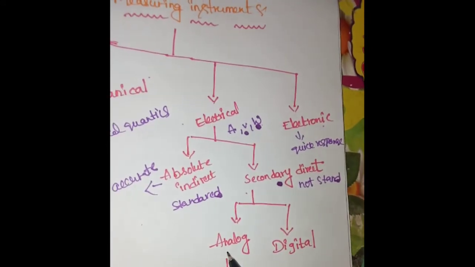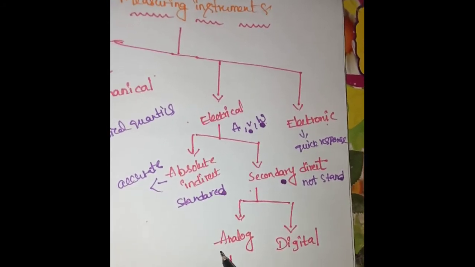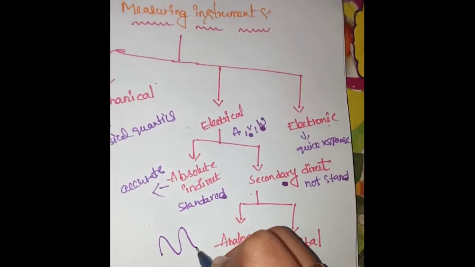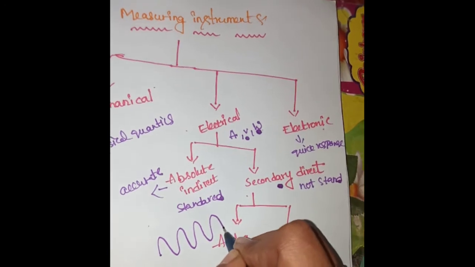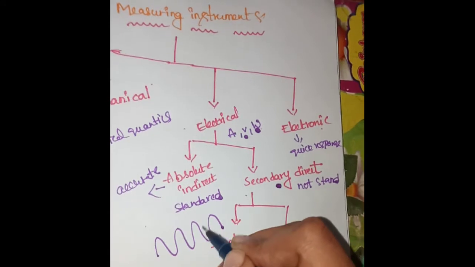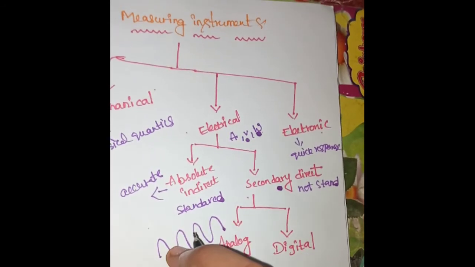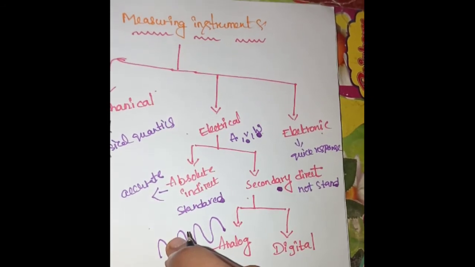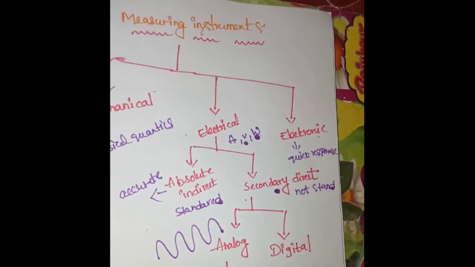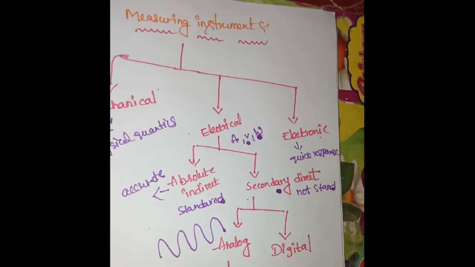Analog instrument: this instrument's output varies continuously, that means it represents a sine wave. The instrument whose output variation is continuous is known as an analog instrument. This analog instrument has a pointer which shows the magnitude of the measurable quantity. These analog devices are again classified into two categories: deflecting instruments and null deflection.